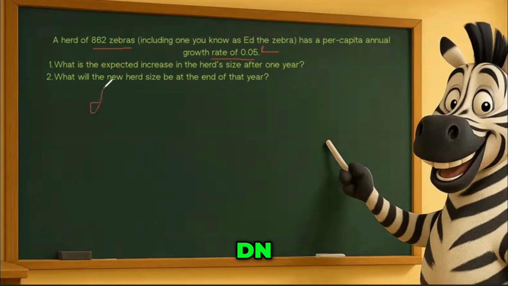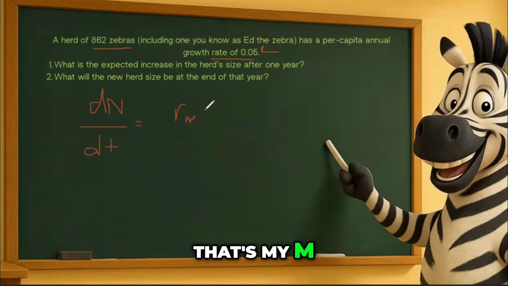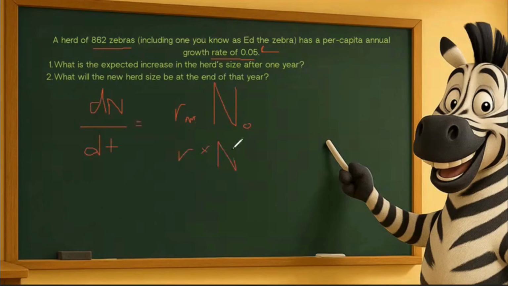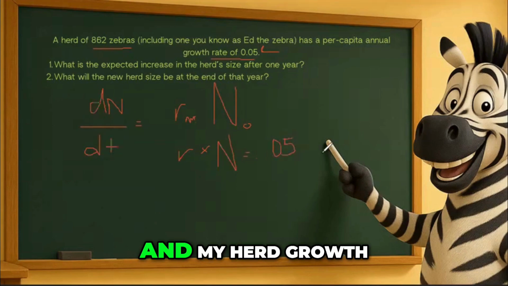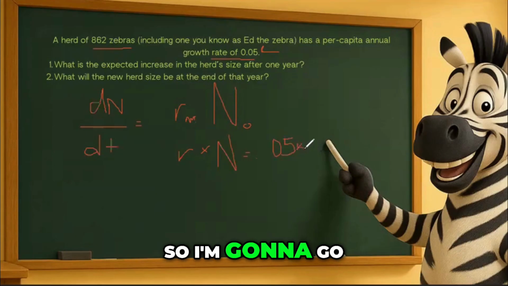So remember, dN/dt equals r max times N. So it's just r times N. And my r is 0.05. And my herd size is my N, which is my population size. So I'm going to go ahead and multiply that together.